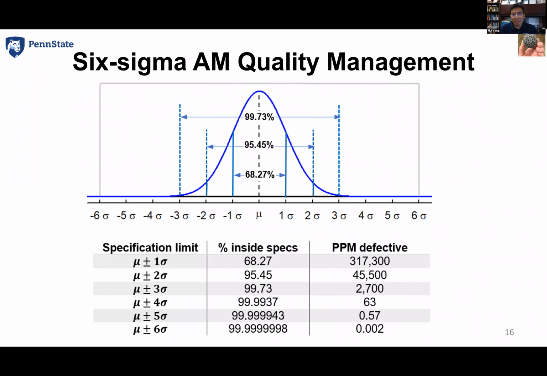So this comes to the 6 sigma. If you want to realize that, you have to have 6 sigma AM quality management. As you can see, if we can achieve 6 sigma, and you see plus minus 3 sigma is 99.73%. If you go to plus minus 6 sigma, it will be 99.999698%. So parts per million defective, and this will be the layer defective. It will be very low.